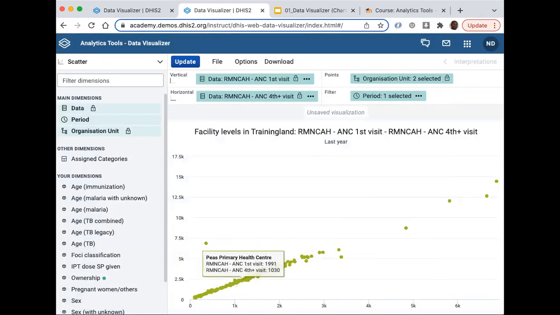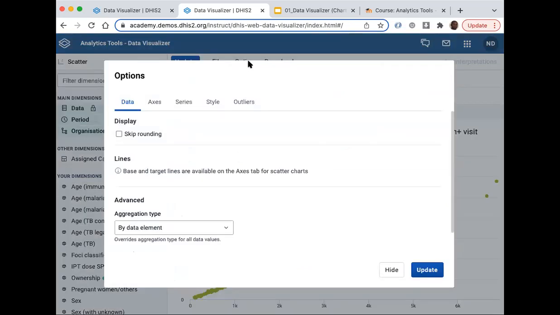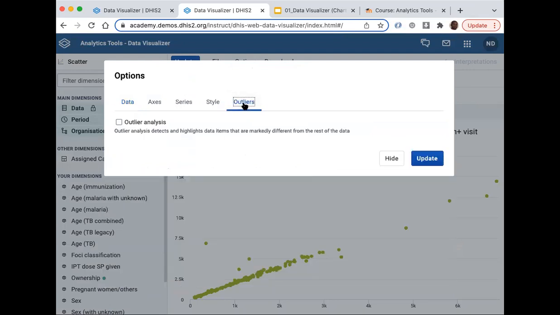So you will be able to see that now my scatter chart is coming in. But for me to be able to do the outlier and the period last year, we need to go to the options of outliers and specify some of the other extra selections. So when I go to options, this is new. You are just seeing this because we are in the chart of outliers. So we'll just click here, and then you select outlier analysis.